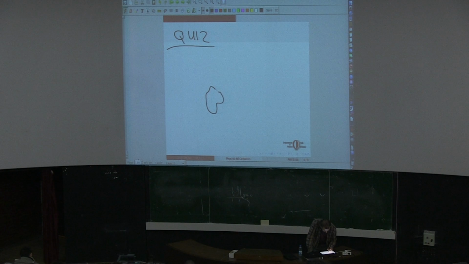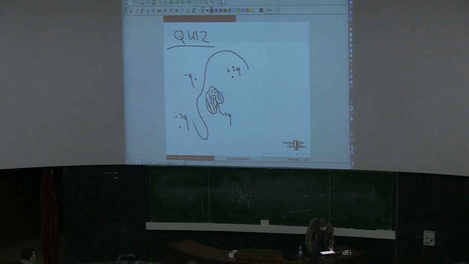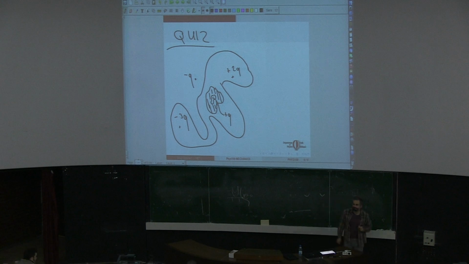So this is a neutral conductor. Inside, I place a positive Q charge. Here there is a negative Q charge. Here there is a positive Q charge. Here there is a minus 3Q charge. And then I imagine this surface. This is our Gauss surface. Let's say this is surface 1.